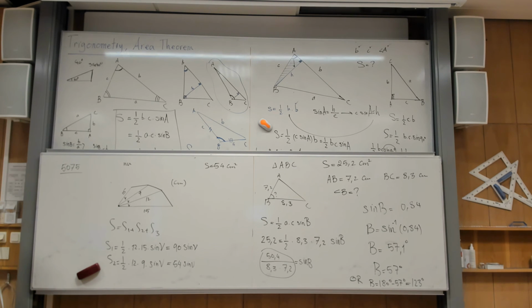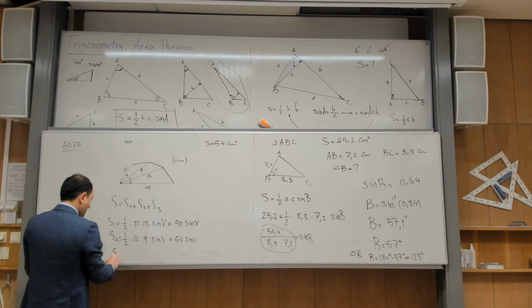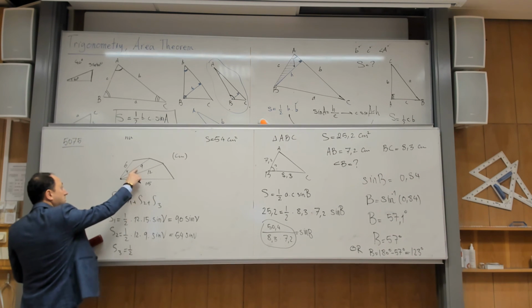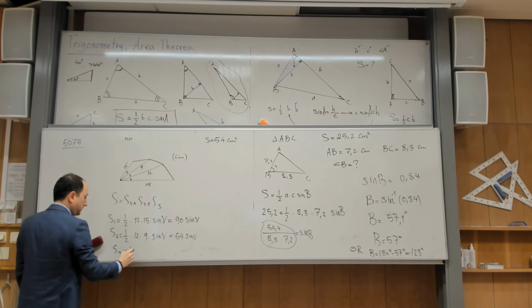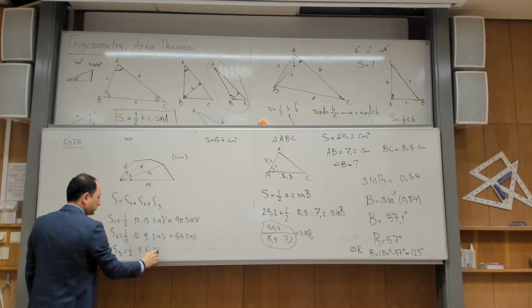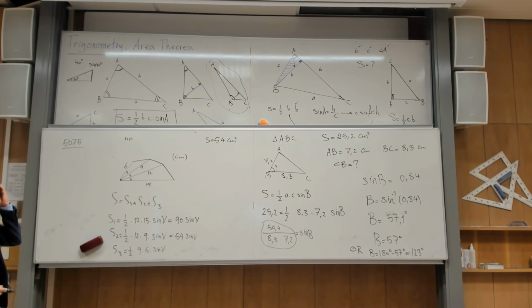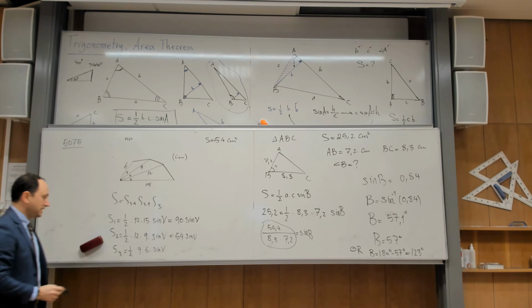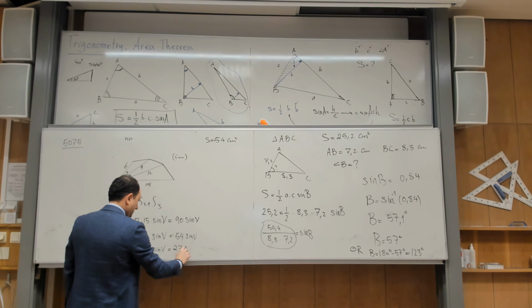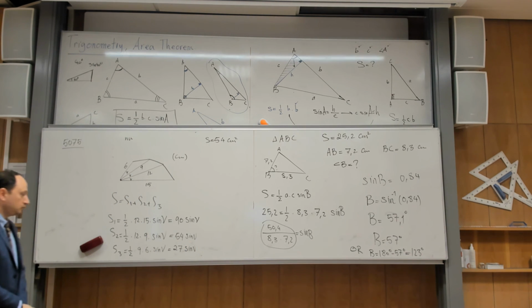Now please check my calculations if I'm wrong. S3 is equal to 1/2 this side times that side times the sine of the angle between them. So 9 times 6 times sine of nu. I'm writing the same formula for 3 triangles, and then it becomes 27. Did I do any mistakes here in my calculations? No. Now we have to add them, and the sum we know. What is the sum? It is 54.